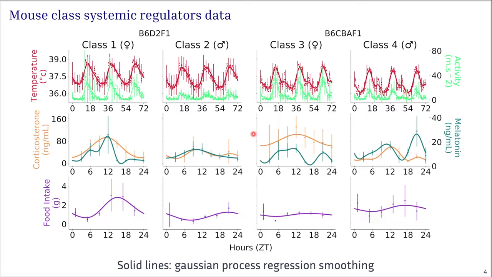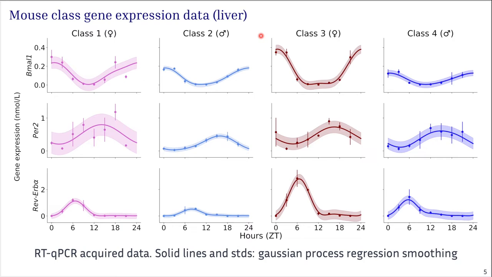And at the cellular level, we have the gene expression profiles of 3 core clock genes, BMAL1, PER2, and REV-ERB alpha. Again, you can observe some class-wise differences, for instance, in terms of mean level, if you look at REV-ERB alpha. Now, the aim is to infer the links between the systemic variables that I've just shown and the peripheral clocks, which is described by these 3 variables.